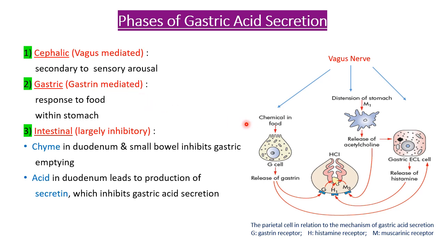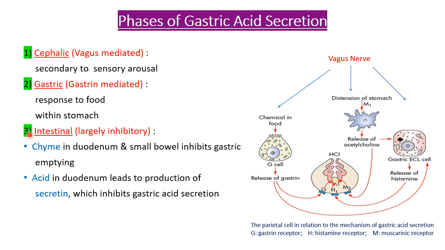So this is the G cells, chemicals and food in the stomach. Then the G cells are stimulated to release gastrin, and this gastrin has a stimulatory effect on the parietal cell, which has plenty of gastrin receptors. So it stimulates the production of acid.